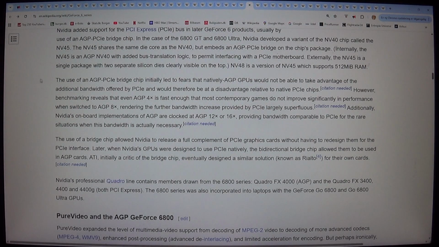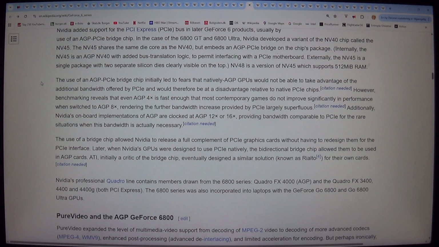NV48 is a version of NV45 which supports 512 MB RAM. The use of an AGP-PCIe bridge chip initially led to fears that natively AGP GPUs would not be able to take advantage of the additional bandwidth offered by PCIe and would therefore be at a disadvantage relative to native PCIe chips. However, benchmarking reveals that even AGP4 is fast enough that most contemporary games do not improve significantly in performance when switched to AGP8, rendering the further bandwidth increase provided by PCIe largely superfluous.